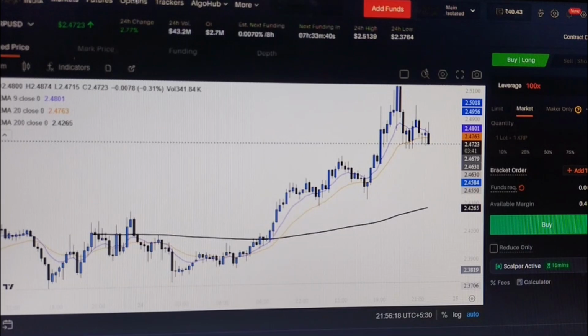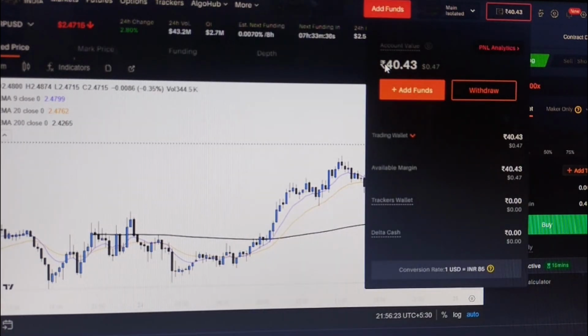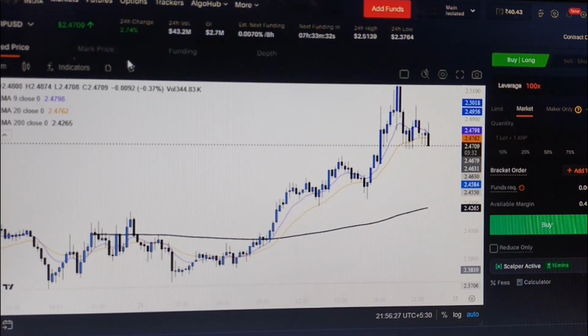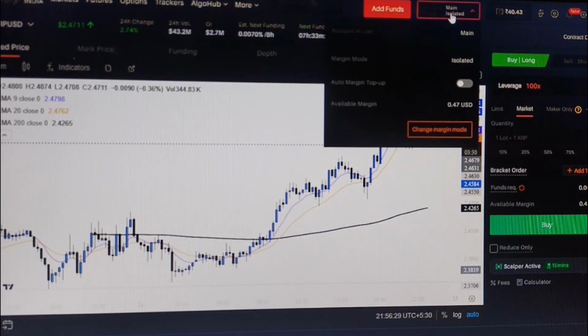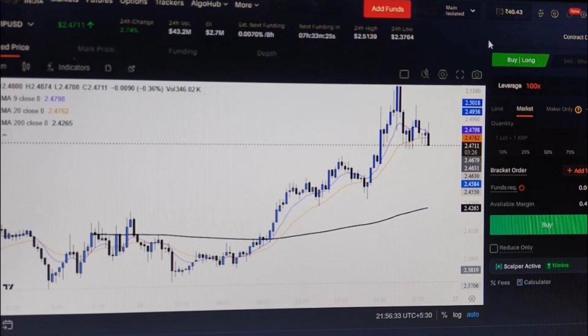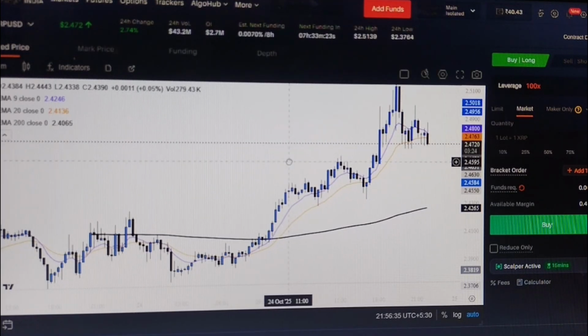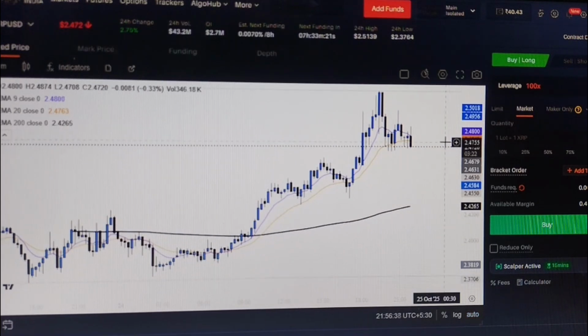Yeah. So guys, as you can see, this is my real account over here and it has 40 rupees INR in this account value, and it is a real account. If you can see here, the account in use is the main account, and it has 40. Okay, so what trading strategy am I going to be using?